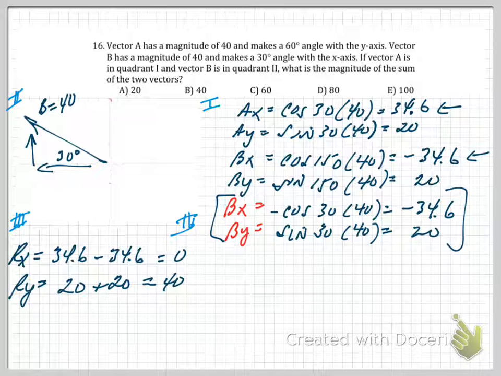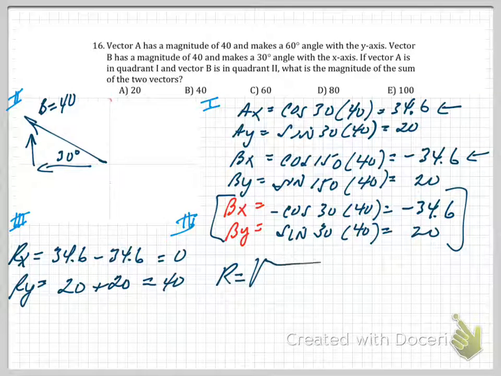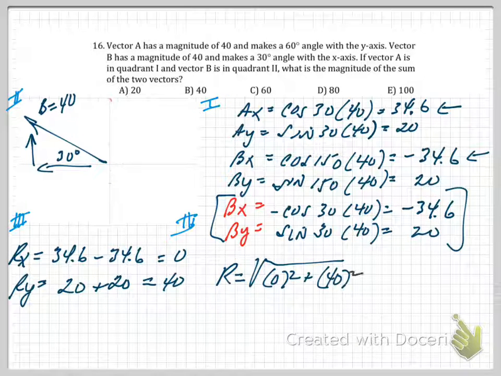So to get the resultant vector, we have to square both of those. So 0 squared plus 40 squared. And when you do that, we get an answer of 40.